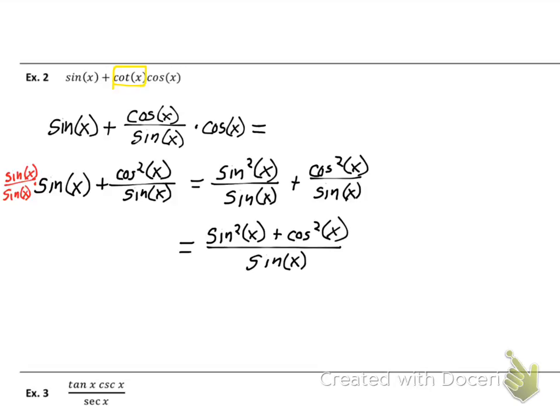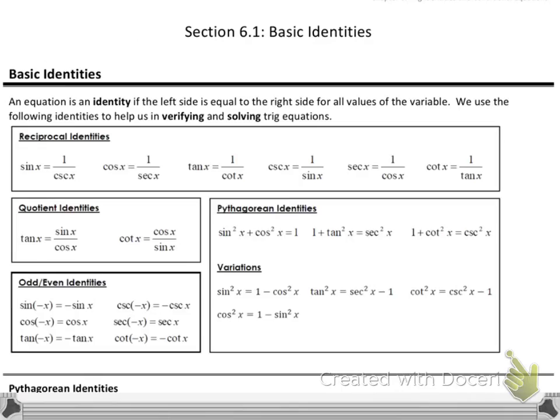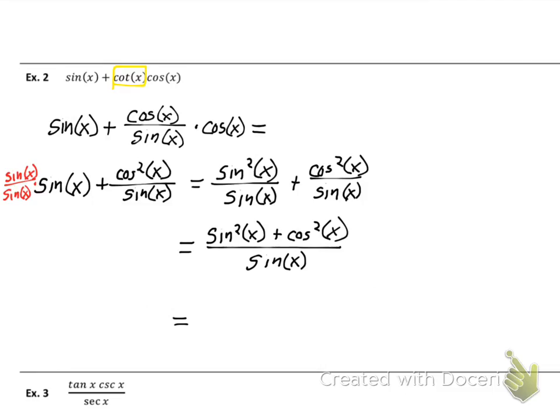So if we go to our Pythagorean identities, remember I said look out for squares. If you see squares, you're most likely going to do something with this. We're going to go to that sine squared plus cosine squared equals 1. So that just equals 1 over sine of x. But what does 1 over sine of x equal? John? Cosecant.